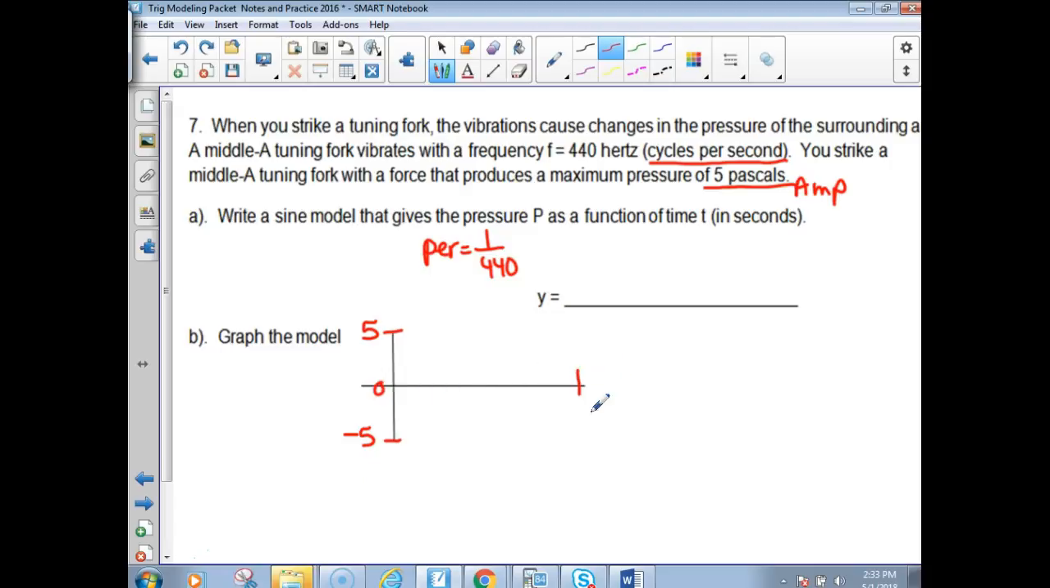Our cycle is 1/440. I only think I'll cut one of those in half. Let's see. Half of that would be 1/880. And I'm not labeling the rest. I'm just going to put tick marks for the other key points that we need to graph it. Okay, so this says, write a sine model. So we're going to start at 0, 0. We'll go up to our max, back to our center line, down to our min, back to our center line. So we got the graph.